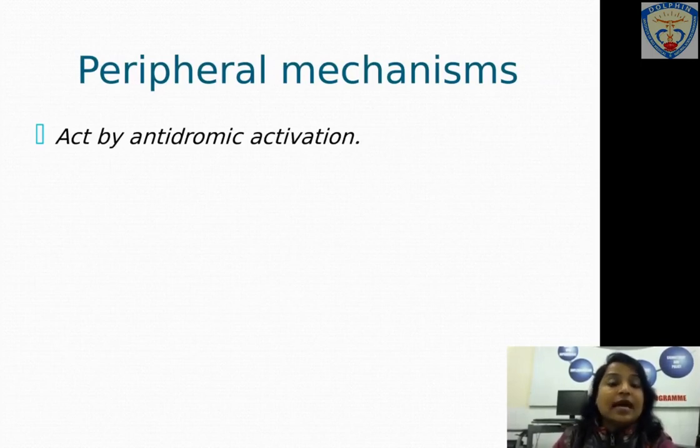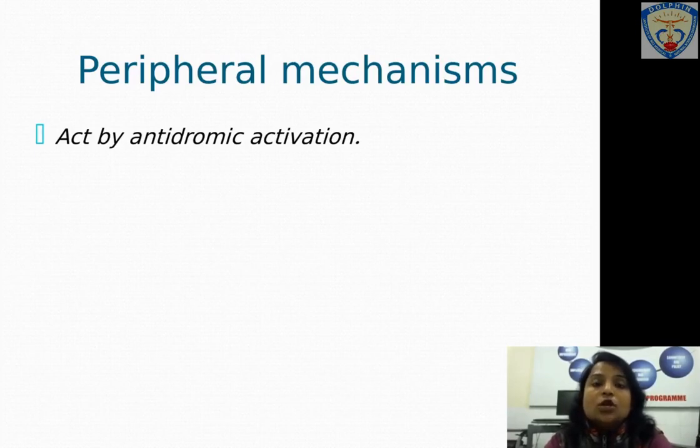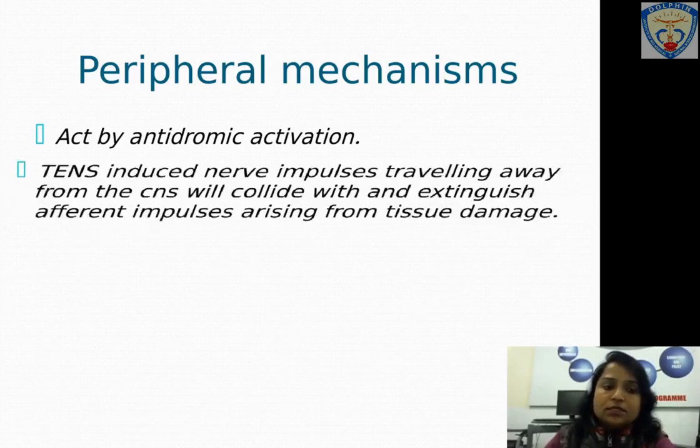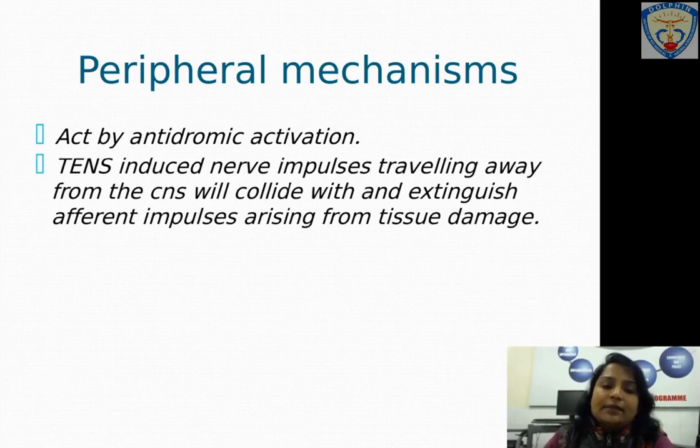It acts by antidromic activation. Now what is antidromic activation? This is experimentally induced by electrical stimulation, and in this the conduction pathway of a nerve is totally reverse of the normal pathway. So, TENS is the most commonly used modality in the physiotherapy department, and this is used for controlling pain and to induce analgesia.